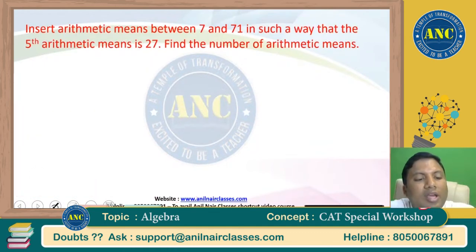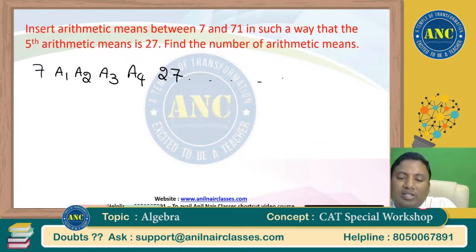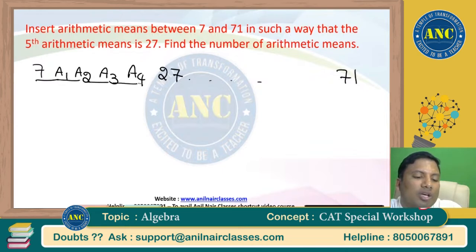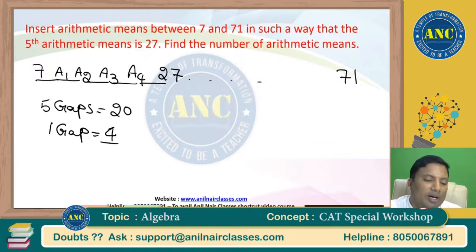Next one. Insert arithmetic means between 7 and 71 in such a way that the fifth arithmetic mean is 27. A1, A2, A3, A4, and the fifth arithmetic mean value is nothing but 27. So totally this is going up to 71. Let us see. One gap, second gap, third gap, fourth gap, fifth gap. So 5 gaps take 7 to 27. Total gap value is 20. One gap is nothing but 4. I hope the idea is clear.